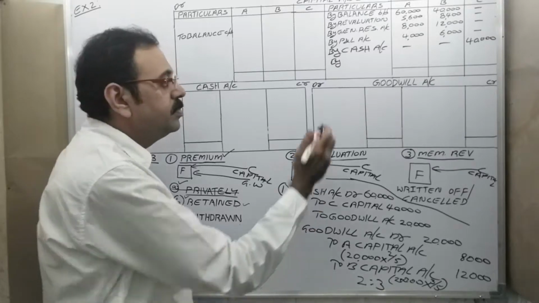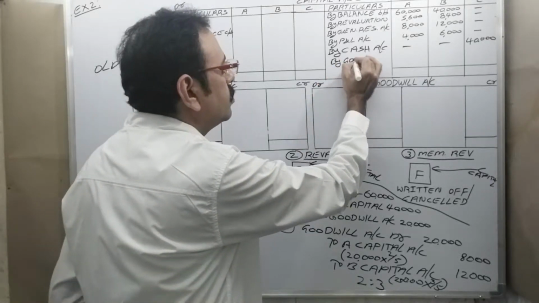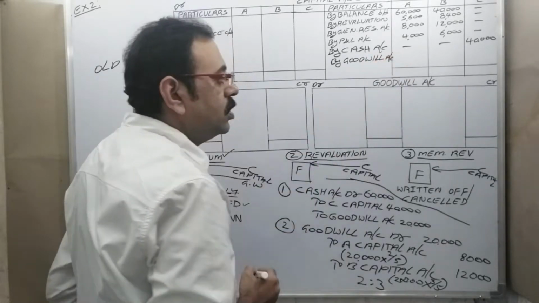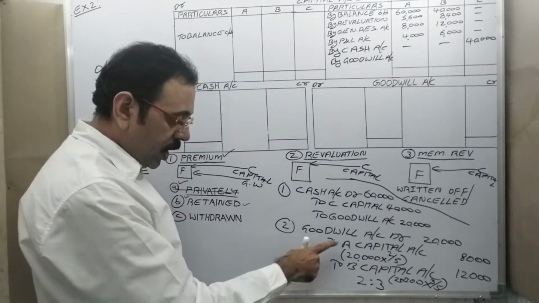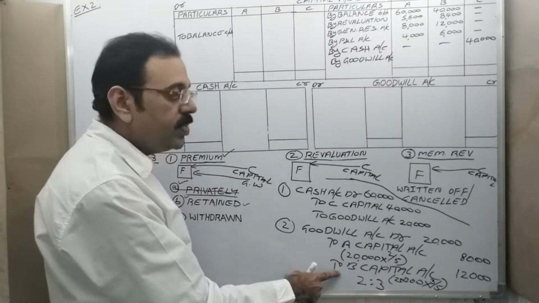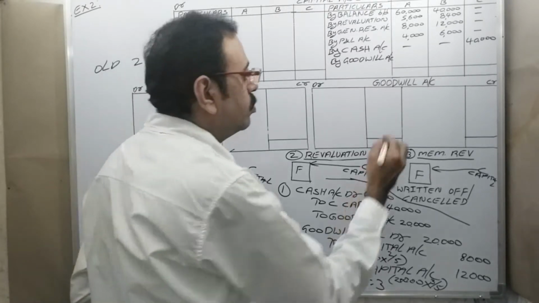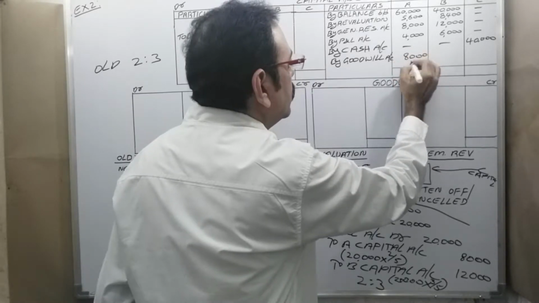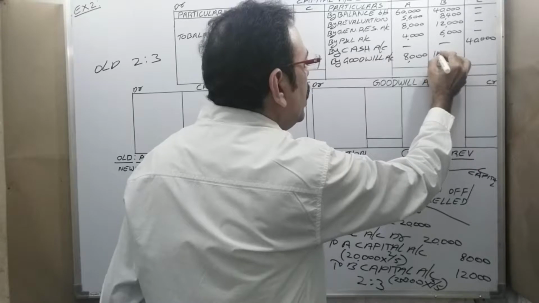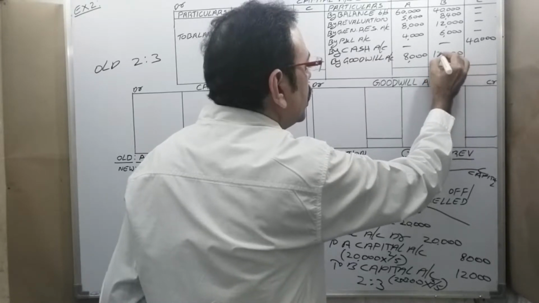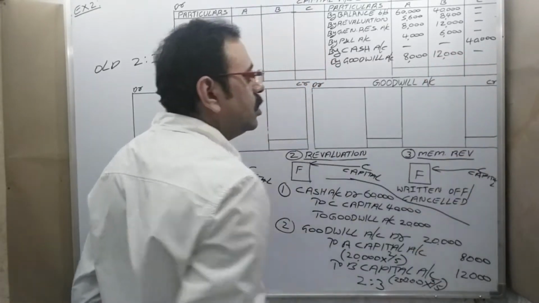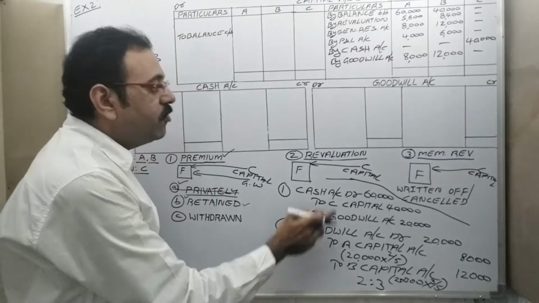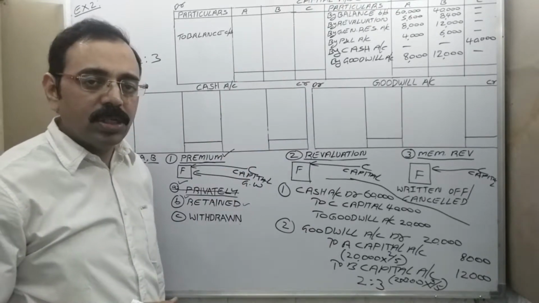That is goodwill. By goodwill account. In whose columns? A and B capitals, no? Therefore, write down in their columns. A share of goodwill 8,000 and B's share of goodwill 12,000 rupees. Then to C, nil. Now these two entries we have posted in capital accounts.